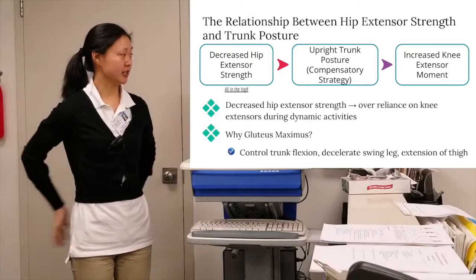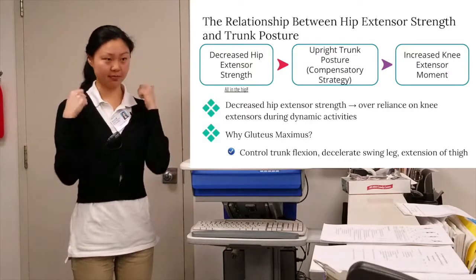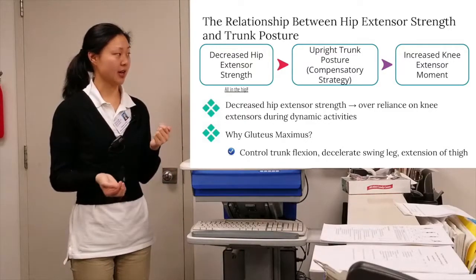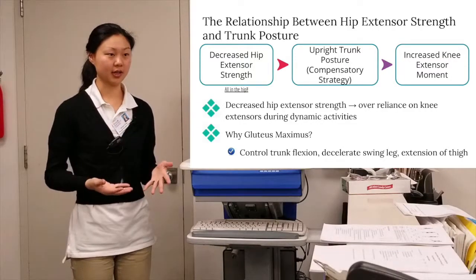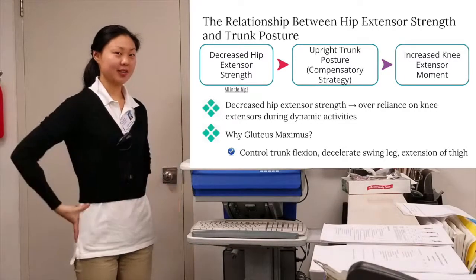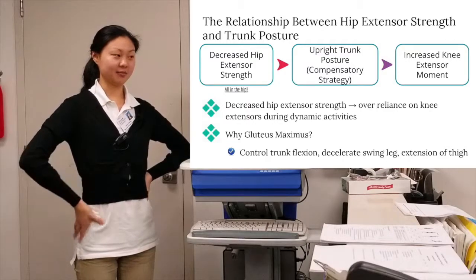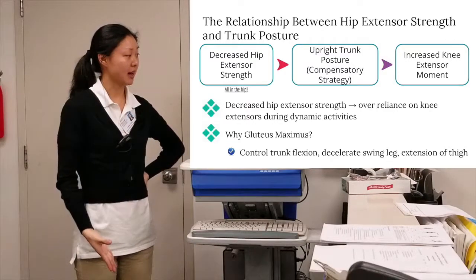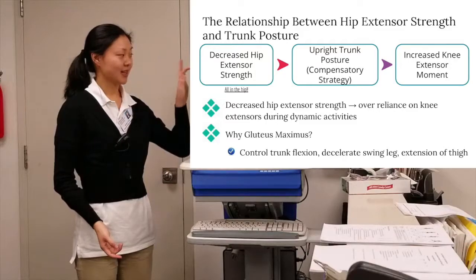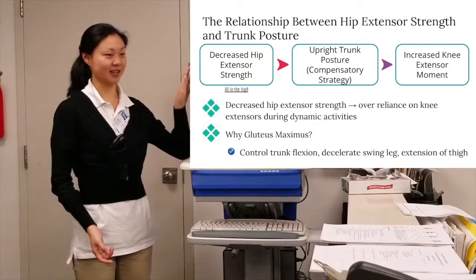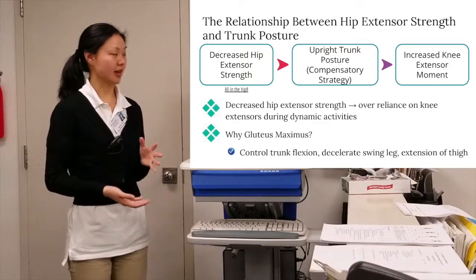So since they had decreased glute strength, they ran more with the upright posture, and as a result, they had increased knee extensor torque at their knee. So really, everything from your hips can affect your posture and how much knee stress you have. It's really important that we look at the hip when you're running and how much strength you have.